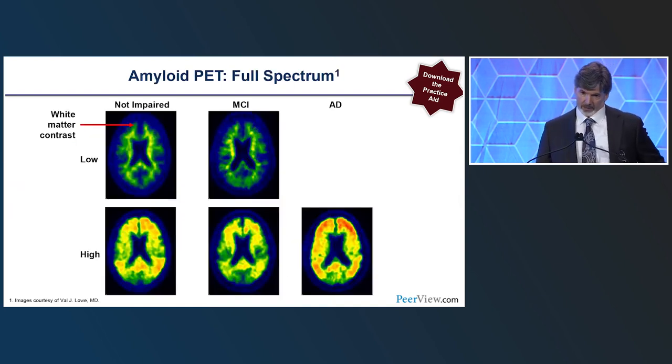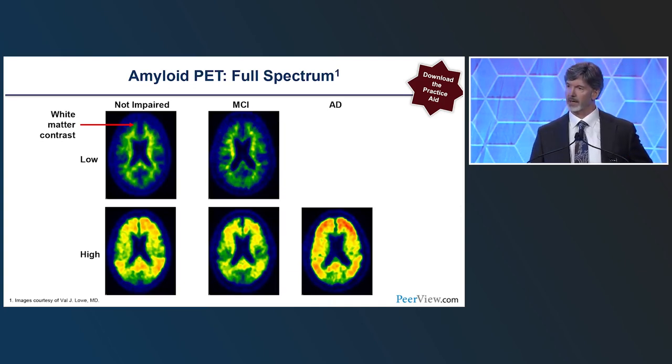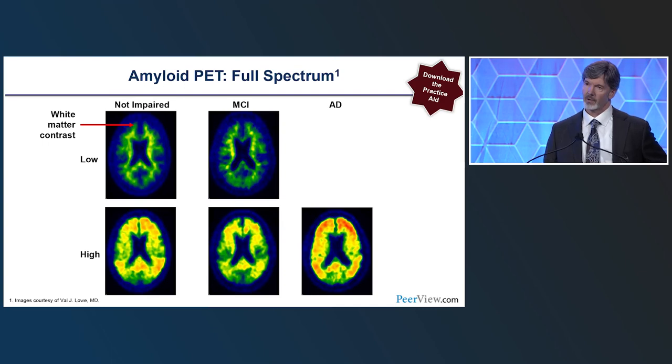Now, how do we read a PET scan? These are groups of people, left to right: not impaired, MCI, AD. You're going to see a variety of PET scans in the first two groups. Hopefully not as much variety in the last, but sadly you do sometimes.